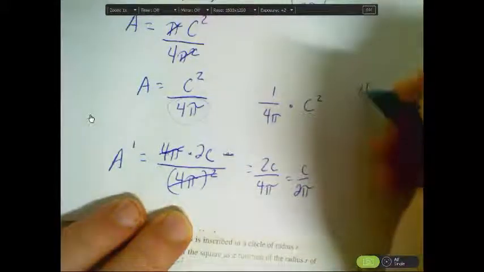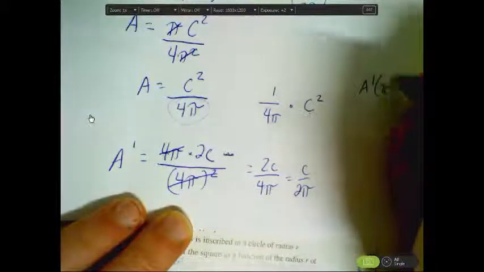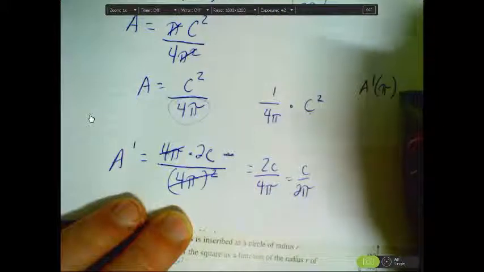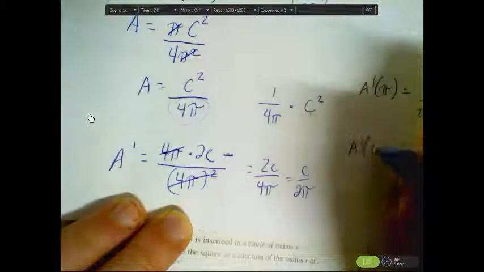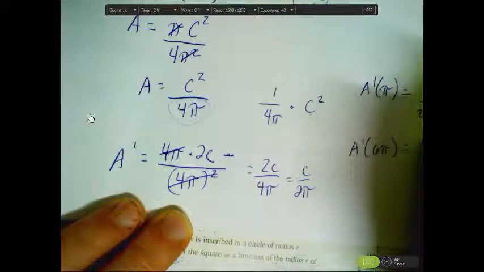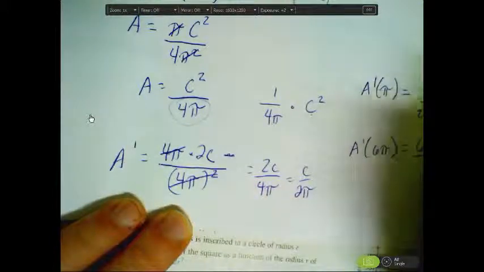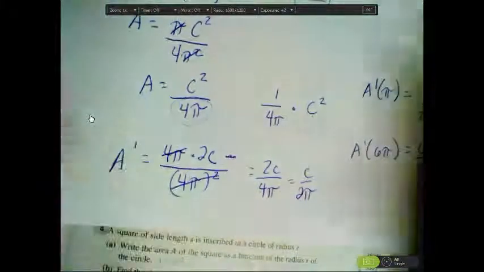So the instantaneous rate of change at pi equals pi over 2 pi, which is 1/2. And the instantaneous rate of change at 6 pi is 6 pi over 2 pi, which is 3.